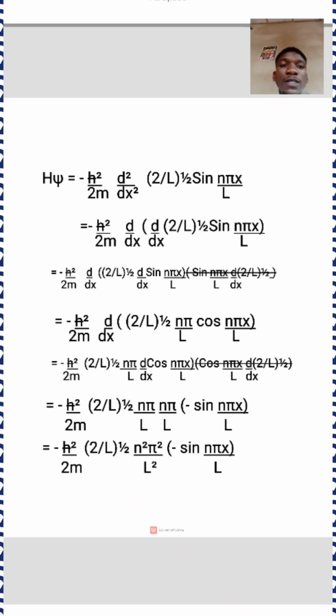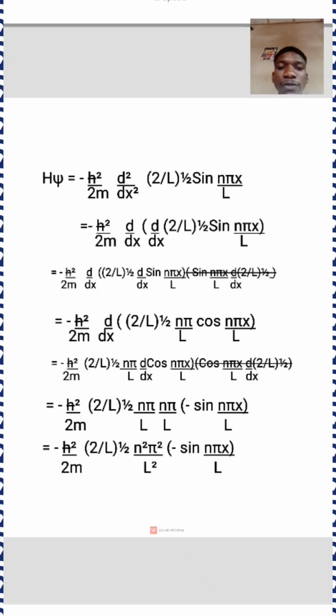Therefore, we're going to use the chain rule, because sin(nπx/L) is a composite function. That is what I say: click on the link below in order to access the video on how to differentiate sin(nπx/L).